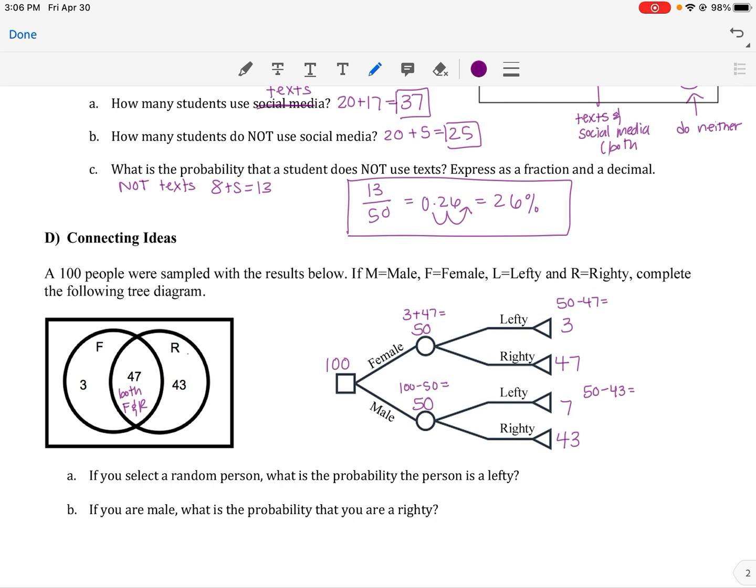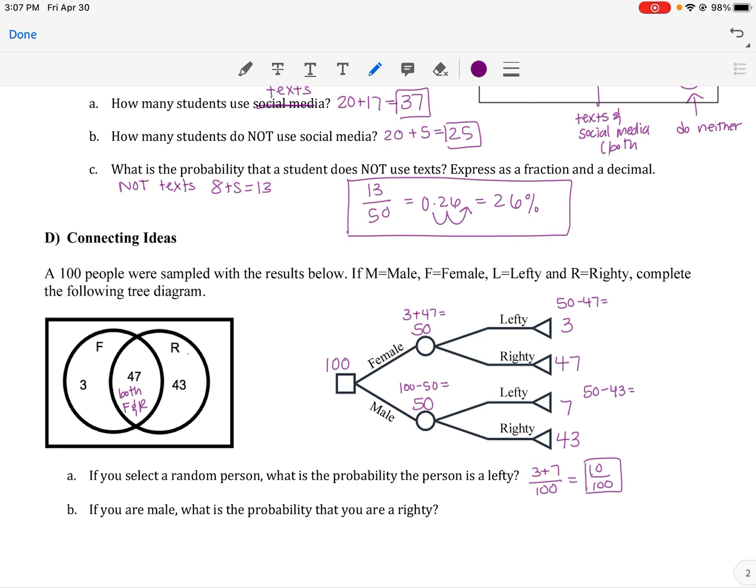If you randomly select a person, what's the probability that they are a lefty? Well, we've got 3 females and 7 males that are lefty, out of a total of 100. So we got 10 out of 100 people.